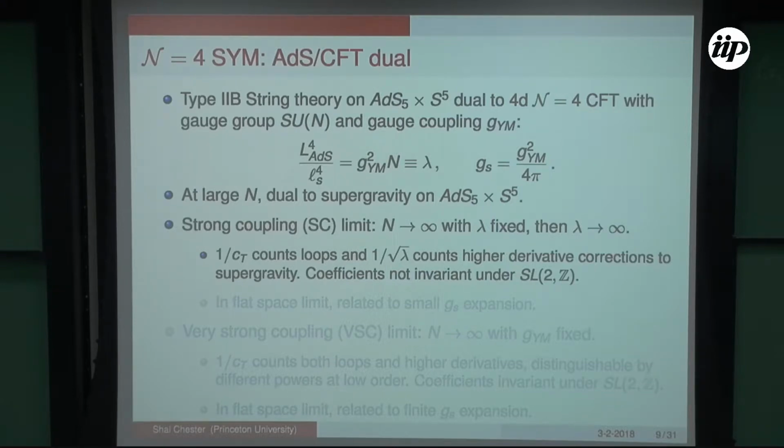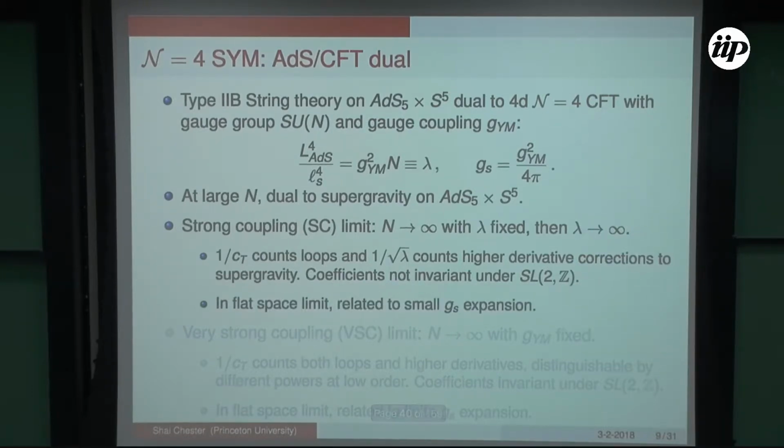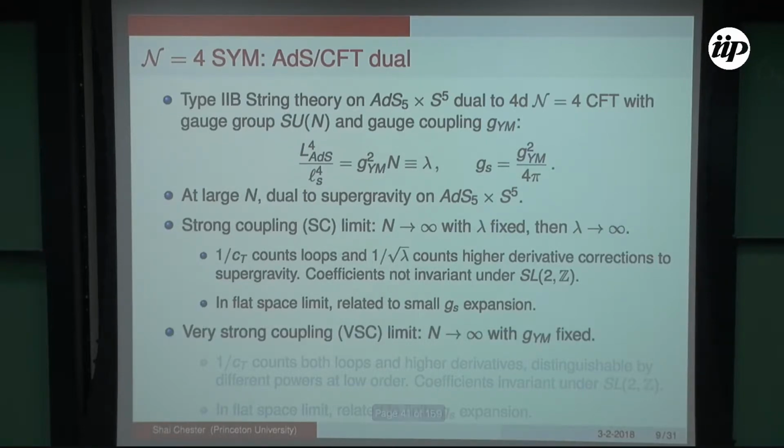When you look at this expansion, you don't see the SL(2,Z) invariance, because SL(2,Z) invariance has to do with transforming g_YM, but now you're basically taking some weird limit where it's like infinity. So you wouldn't see it term by term. So this is related to the expansion. It turns out there's another interesting expansion, which isn't as spoken of, but it's also interesting, which is that you make N go to infinity, but you keep g_YM fixed.